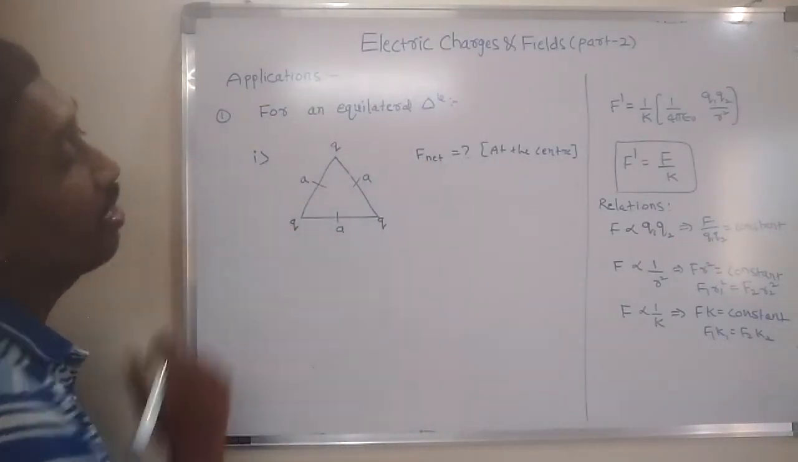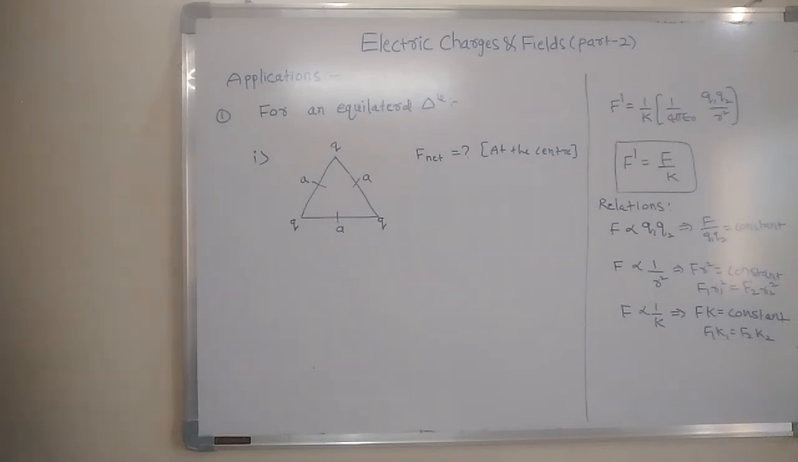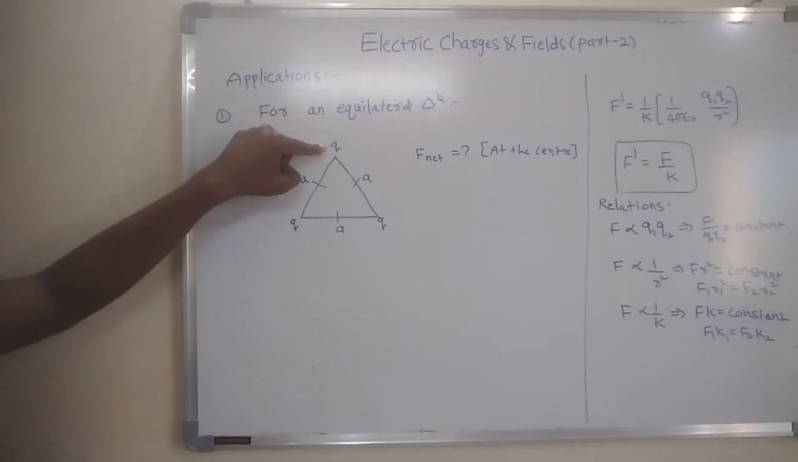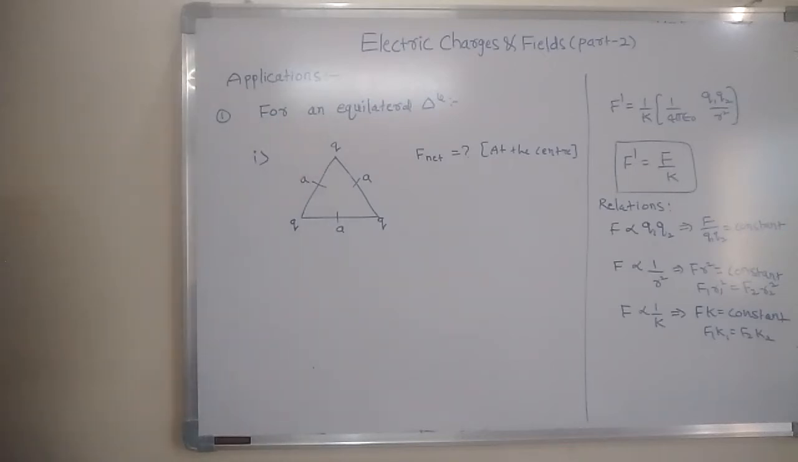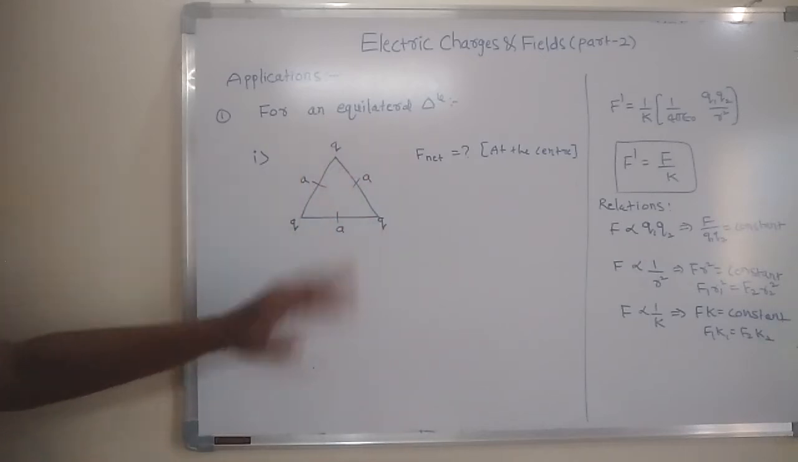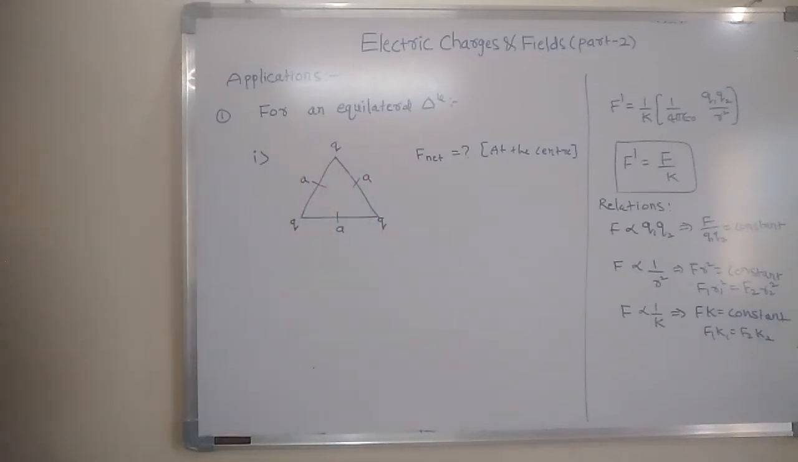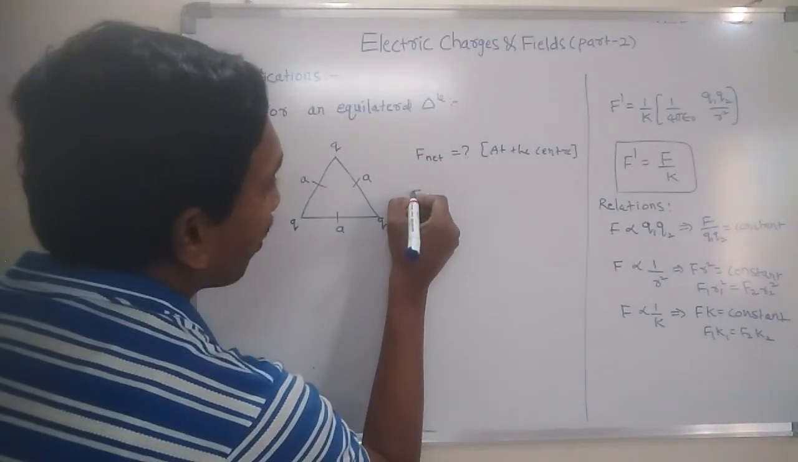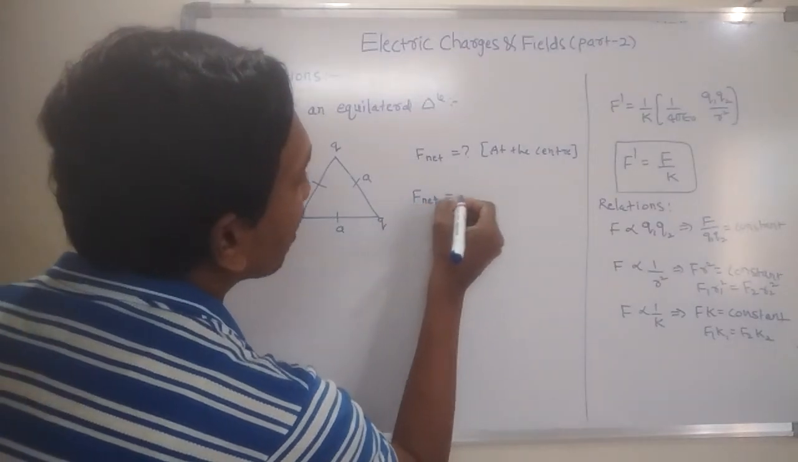Without a full solution here, by application of the parallelogram law of vectors, you first measure the individual forces. What is the individual force? The distance between the two charges is A. The magnitudes of the charges are Q1 equal to Q and Q2 equal to Q. That means F is equal to 1 by 4 pi epsilon naught into Q1 into Q2 by R square, meaning Q square by A square. These are all the individual forces. The net or resultant force is equal to the vector sum of the individual forces. After the derivation, you get the resultant force becomes 0.